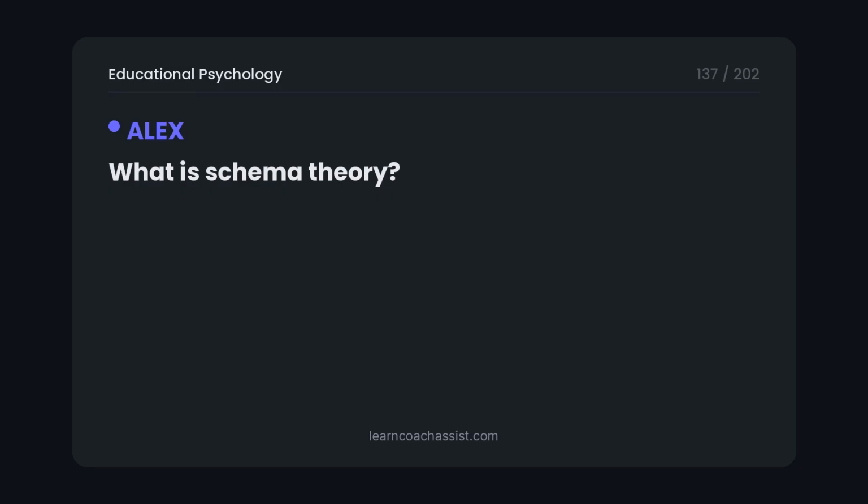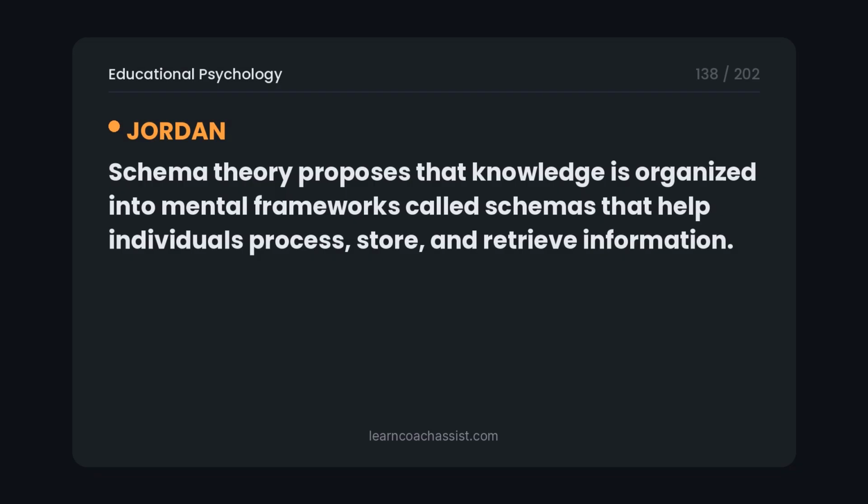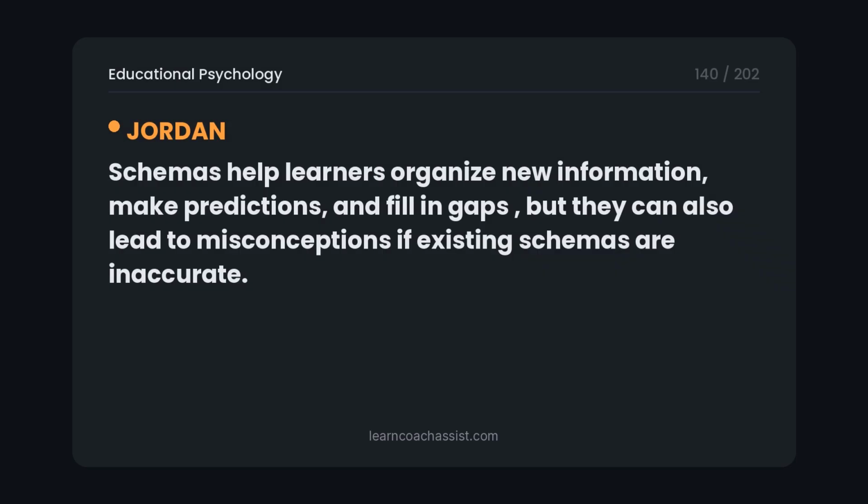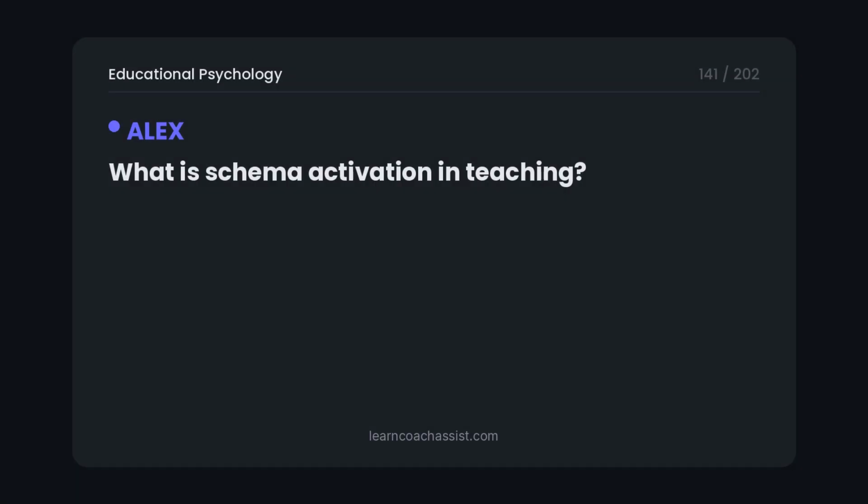What is schema theory? Schema theory proposes that knowledge is organized into mental frameworks called schemas that help individuals process, store, and retrieve information. How do schemas affect learning? Schemas help learners organize new information, make predictions, and fill in gaps, but they can also lead to misconceptions if existing schemas are inaccurate.